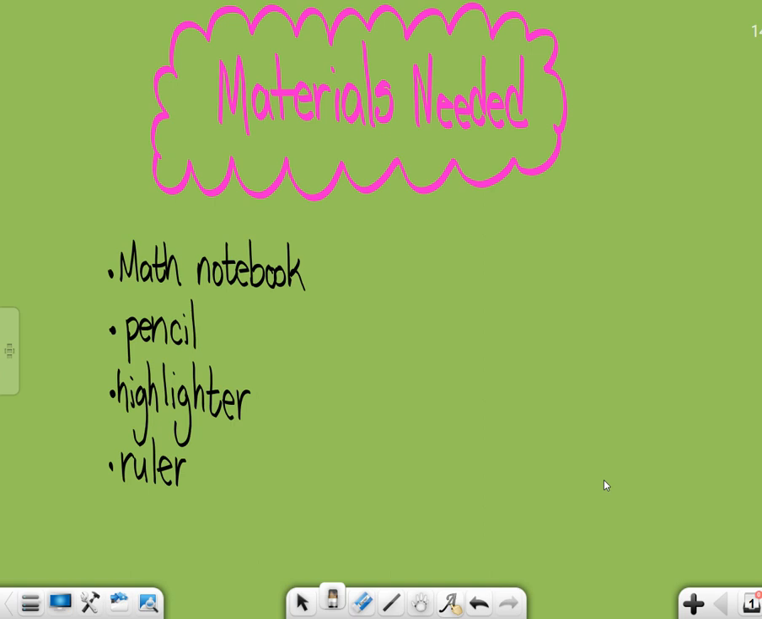Moving forward, today is day 3 of our math. So today is Tuesday, March 24th. These are the things you're going to need today. So make sure you go grab them. Materials needed for today is your math notebook, a pencil, a highlighter, and ruler. So pause here, go grab those things if you don't have them already, and then let's get started.